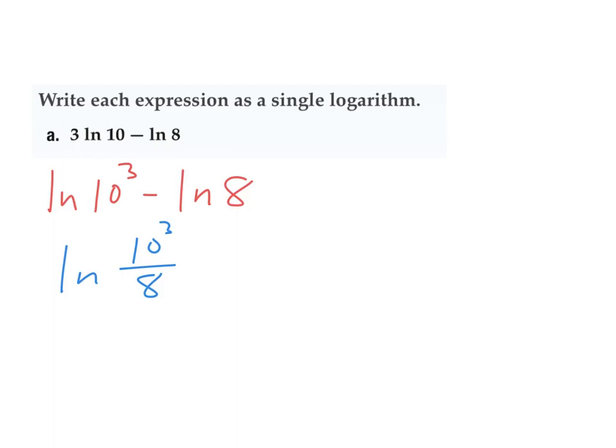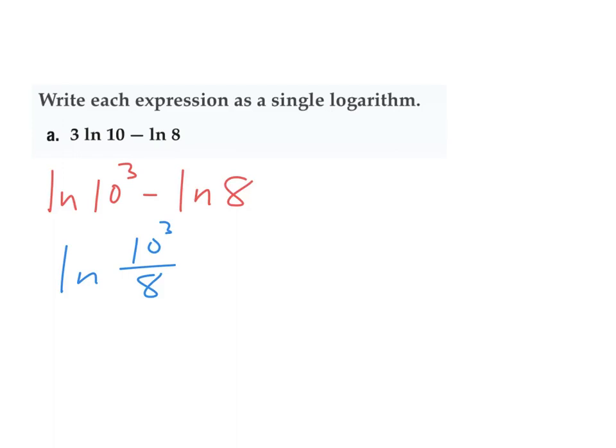How do you know which one goes on top and which one goes on the bottom? The one that comes first goes on top. The one that follows the subtraction sign goes on the bottom. Okay, makes sense.